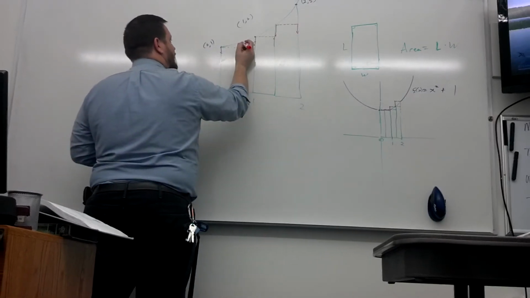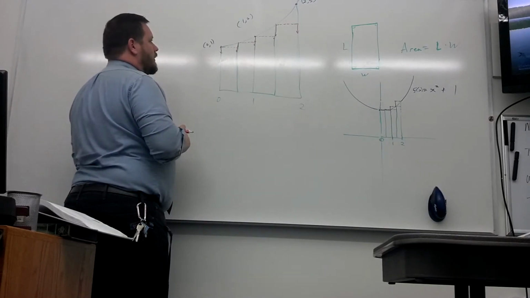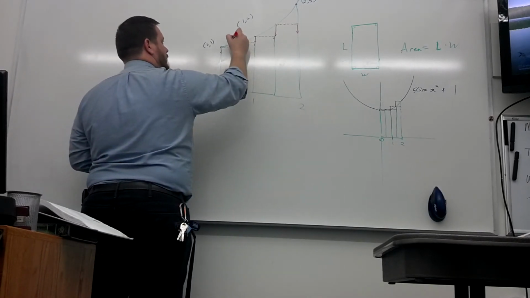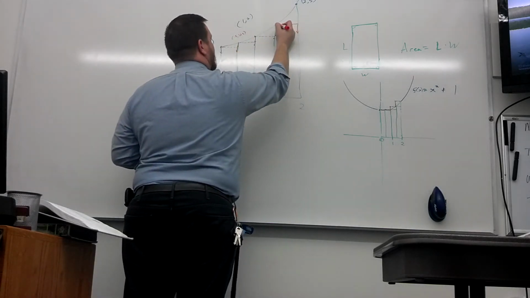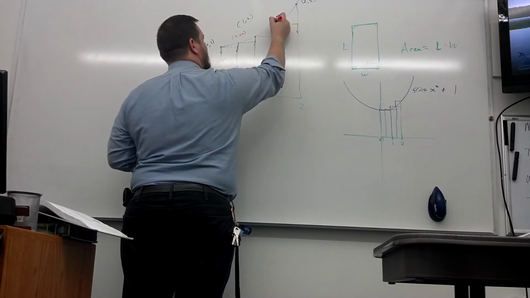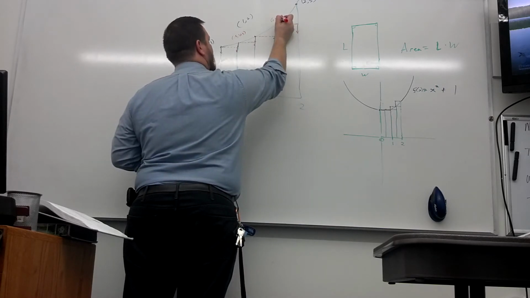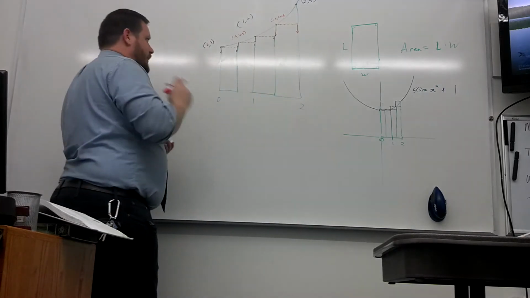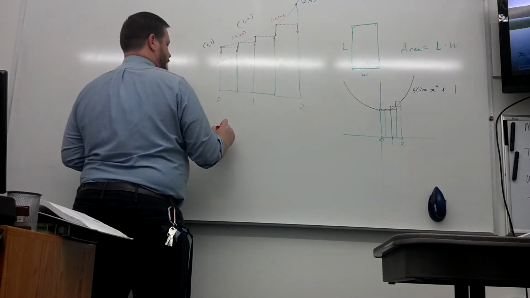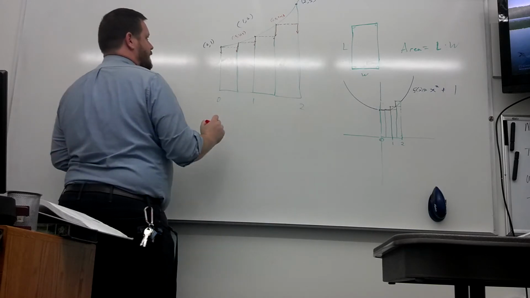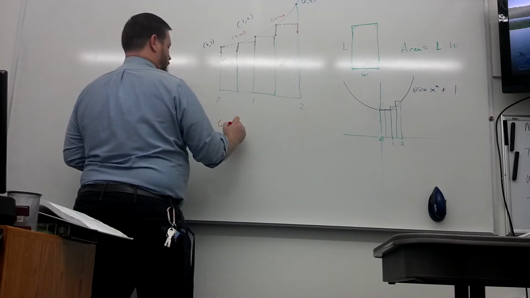Okay. So what are the coordinates of right here? 0.5, 1.25. Okay. And what's this coordinate right here? 1.5, 3.25. Okay. So what are we going to do then? What's the area of this rectangle? What times what? 0.5 times 1. Okay. 0.5, yeah, times 1.